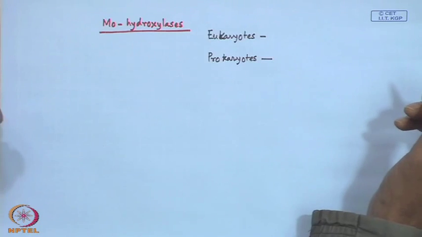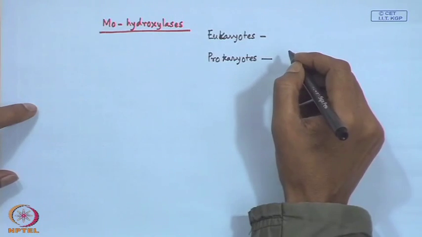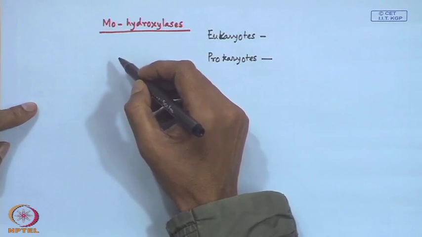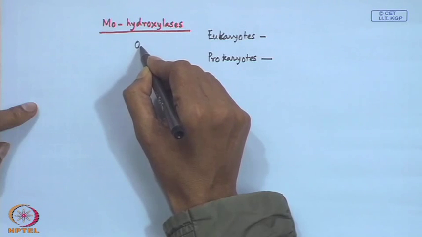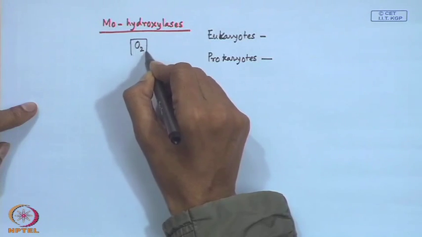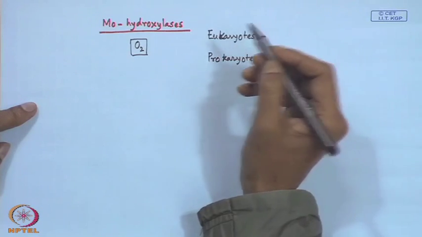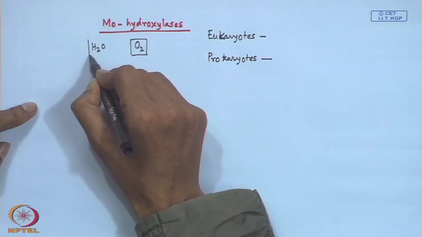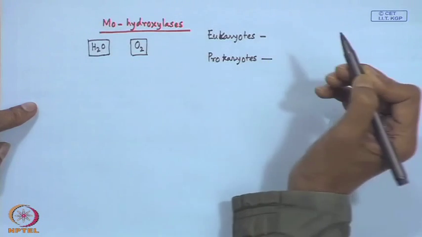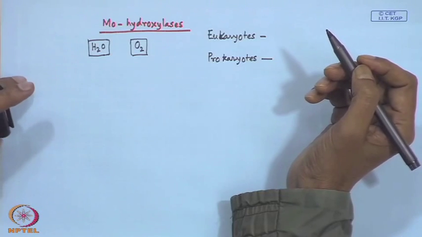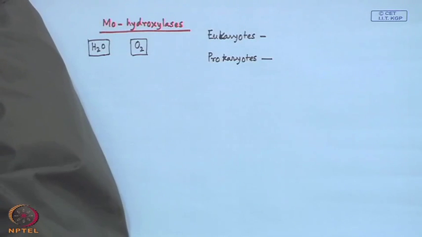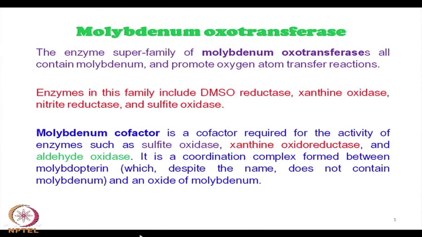Because in the case of iron-mediated transfer, the atmosphere is dominated by O2, that means you have an aerobic environment. But in the case of molybdenum, when the oxygen supply is less, we have the water molecule, and that water molecule is responsible for the corresponding hydroxylation reactions. One such example is what we call molybdenum oxotransferase.